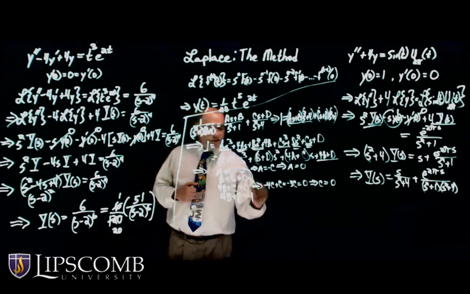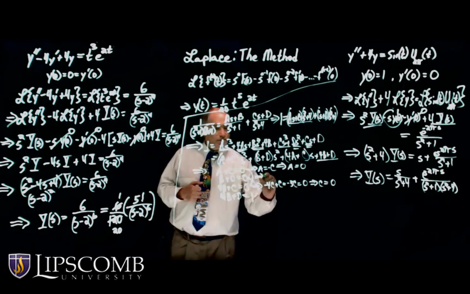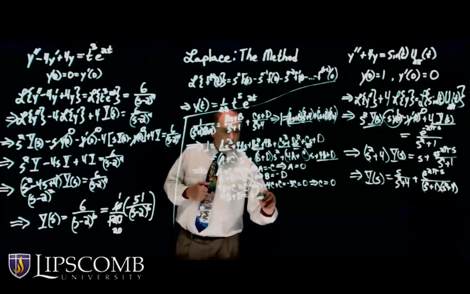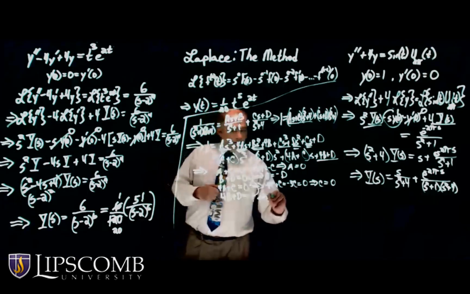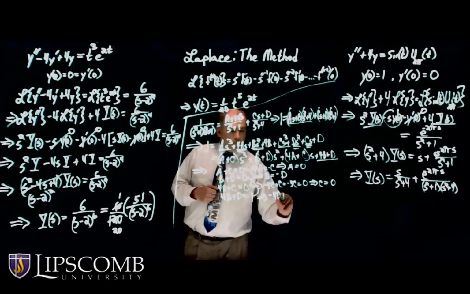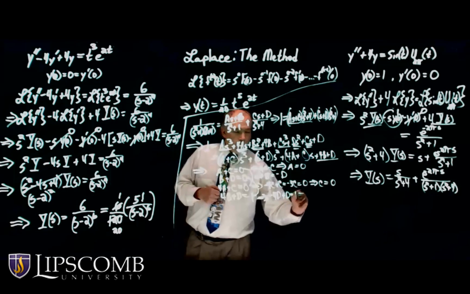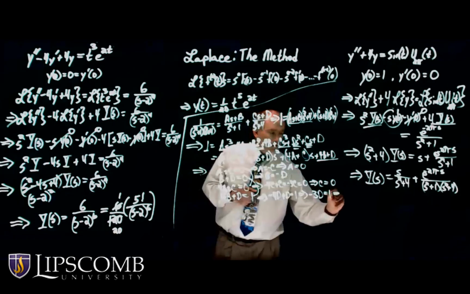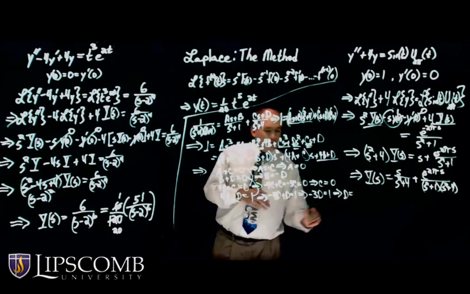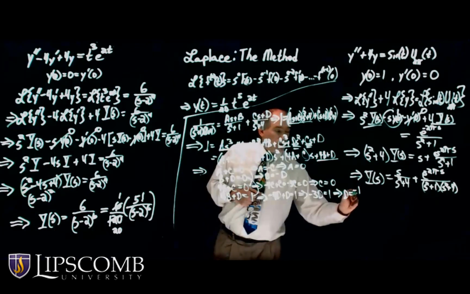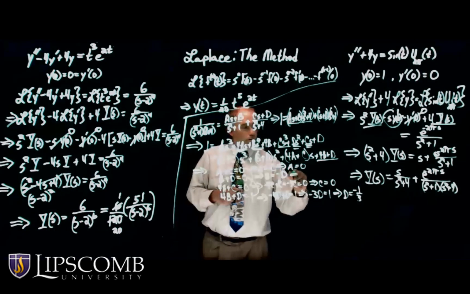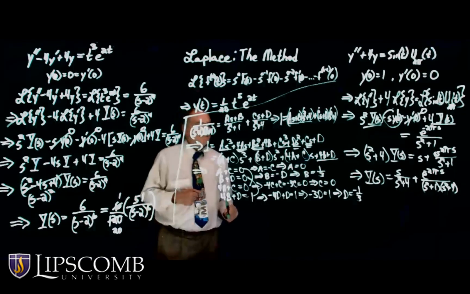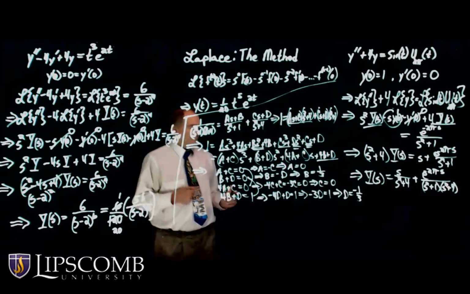Now I have these two. So let's use this. B equals negative D. So this one equals negative 4D plus D equals 1. So negative 3D equals 1. So D equals negative 1/3. So B equals a positive 1/3. So we've done our partial fractions.